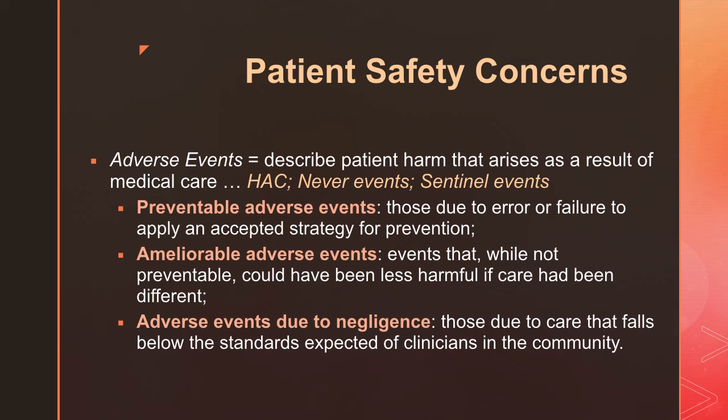Preventable adverse effects are those due to an error or failure to apply an accepted strategy for prevention, such as having a nurse misread or not read the actual label on the drug about to be injected into a patient, or not checking the chart to see if the patient is allergic. Those are things where there are already strategies for preventing this from happening, and human error. And sadly, it happens, okay? It happens all the time.